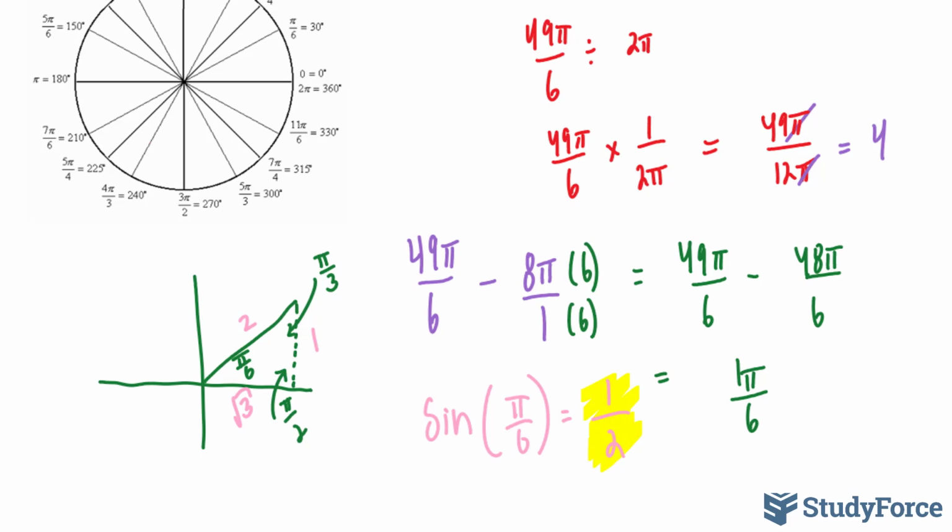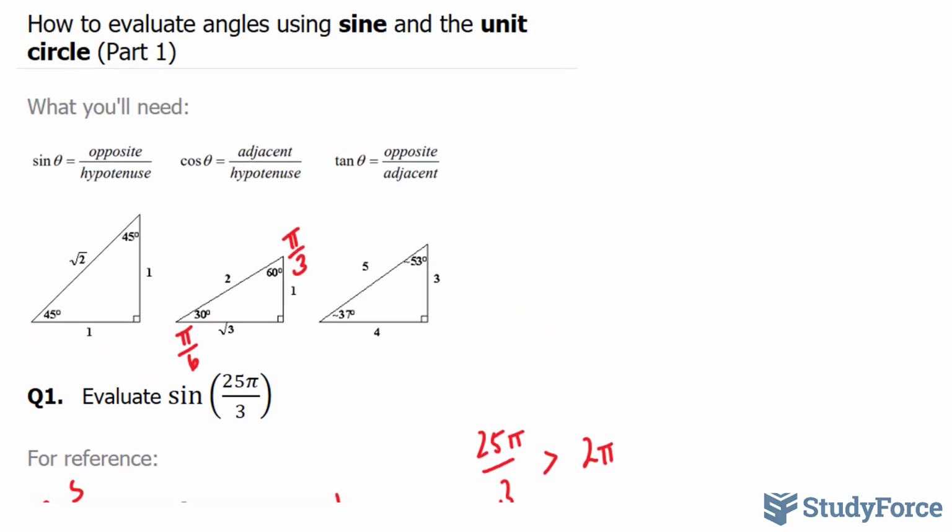So there you have it. That is how to find equivalent angles and evaluate angles using sine and the unit circle. Remember to memorize this special triangle and this special triangle when tackling these problems.